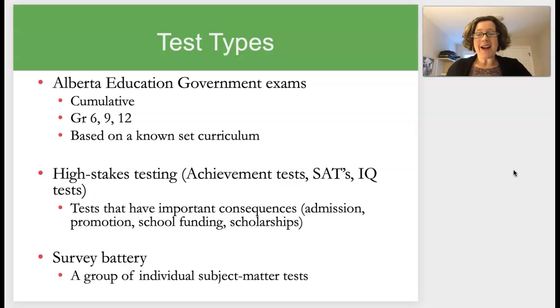You also then have high stakes testing, and these are achievement tests, these are SATs, these are IQ tests. And these are tests that usually have some kind of important consequences. Lots of American universities and colleges use SAT scores for admission into their programs. There are a few universities in California this year that said we are not using SAT scores anymore for admission, which was very bold because it's a very dominant admission test.